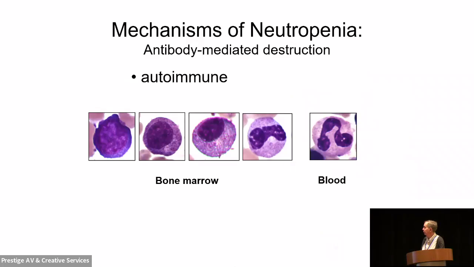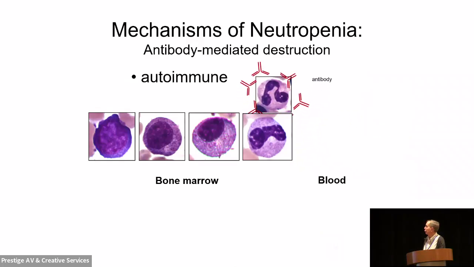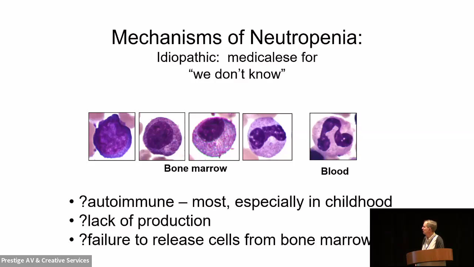And in autoimmune, a bunch of antibodies come along and surround the mature neutrophils and whisk them off out of the blood, usually into the spleen. And so these precursors are still present in the bone marrow. And then many of you are familiar with idiopathic neutropenia. It doesn't mean you're an idiot. It means we're idiots. Doctors don't know the mechanism for this neutropenia.